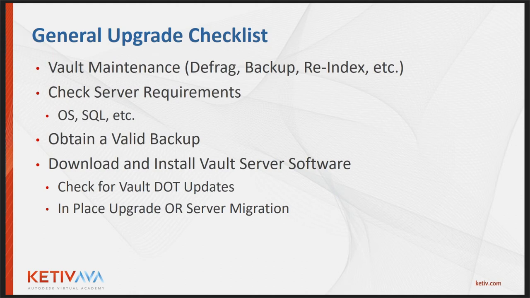The second one, where you're doing a server migration, and this is becoming more and more prominent as of lately, as people have started moving from server 2008 to 2012 and so forth, is a full-blown server migration. The way you do that is you take a backup of your vault, you obtain that valid backup, and then you move this to the other machine that you're going to do your migration on. So you're going to install the vault software on that new machine, and then you're going to go ahead and do a restore of that backup.